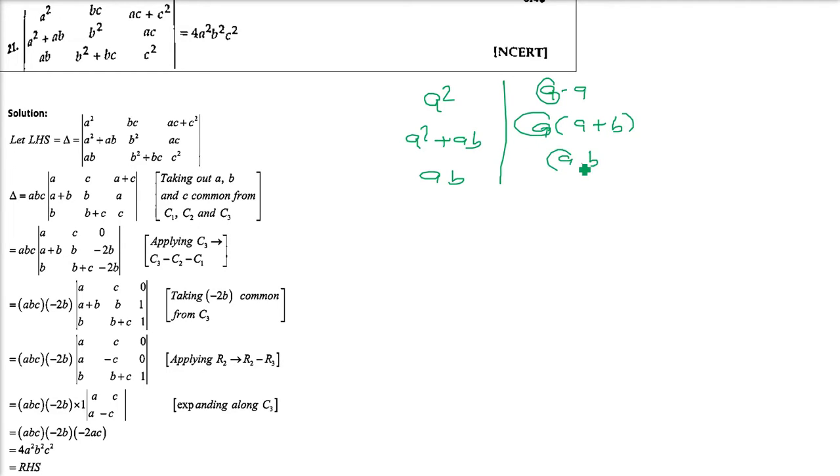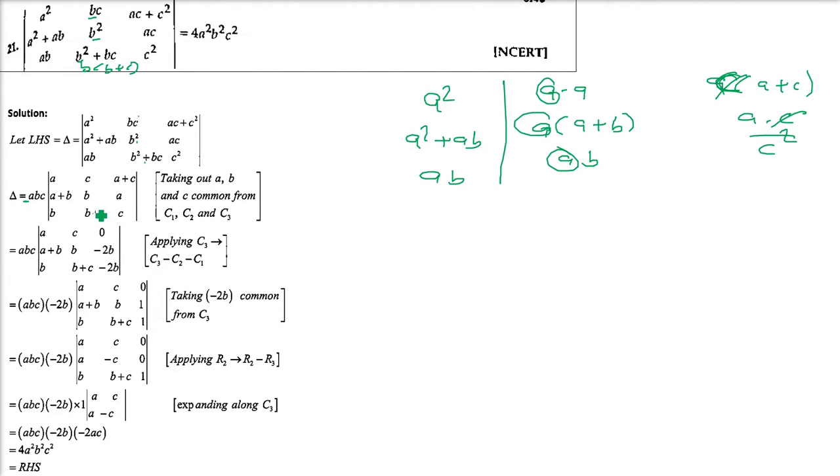Now you can take a common from here. That is why we have taken a here. Similarly, from the second column b, we have taken common. And similarly, from the third column, we have taken the c common. So abc we have taken common. Similarly, the third one I'm showing you: a plus c, third column, a, c and c square. You can take this c common. So a plus c, a and c it will be, right?